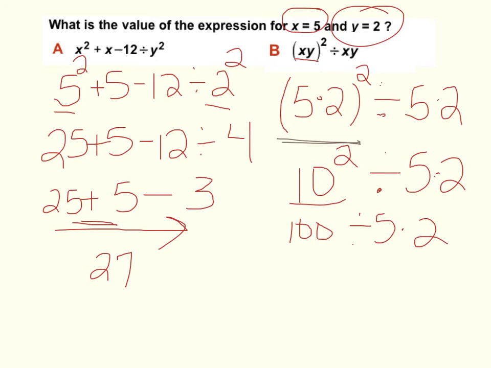Now here we have multiplication and we have division. So we go left to right. Which one comes first when we're looking left to right? Division comes first, so I need to divide. 100 divided by 5 is 20. Bring down my 2. Okay, and then 20 times 2 is 40. Okay, so my answer to that problem is 40.